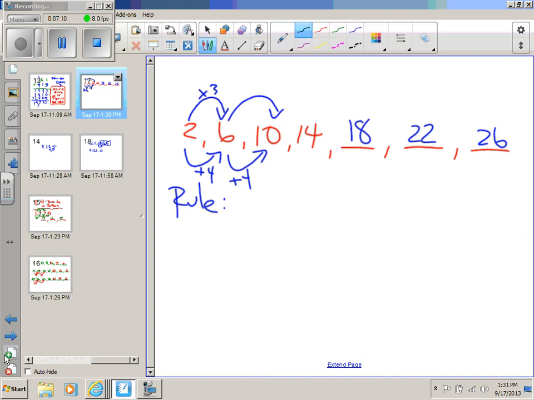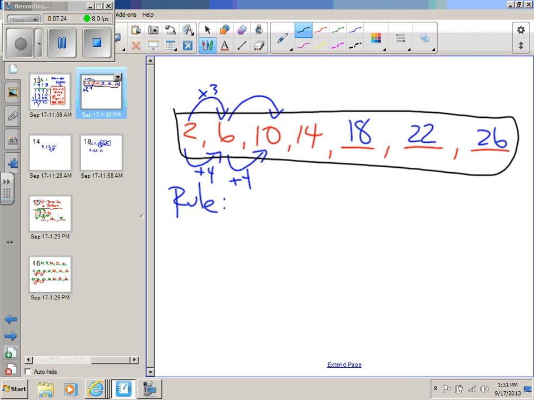Our rule has to be so good that someone could duplicate that sequence without even seeing it. They could follow our rule and come up with this. So what is the first thing that I wrote up there when I started to write out that sequence? Didn't you have to be paying attention? If you were to rewrite the sequence, what was the first thing you'd be writing? Brandon. 2. Why 2? It's the first one. So start with 2. Get it down.